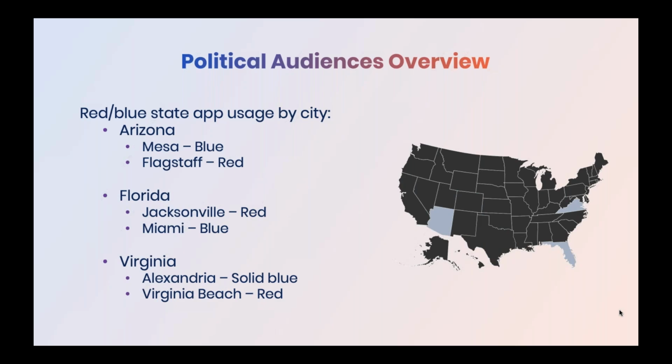I think we have a couple more. So Arizona, again, we found more of a leaning blue state. Mesa was more blue, Flagstaff more red. In Florida, and I mentioned this a moment ago, really kind of two Floridas. Absolutely Jacksonville being red and Miami being blue, but it wasn't just leaning red or leaning blue. Jacksonville Metro was solid red and Miami was solid blue, so quite a contrast there. And similarly in Virginia, we found Alexandria and Virginia Beach were on opposite ends of the spectrum with their users.